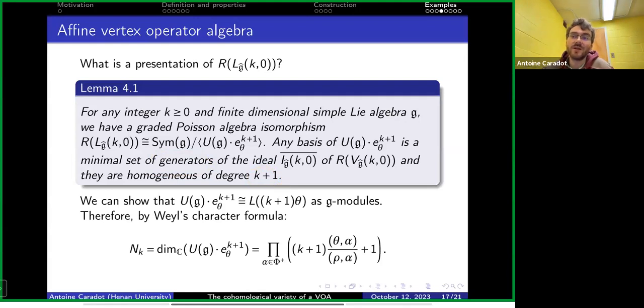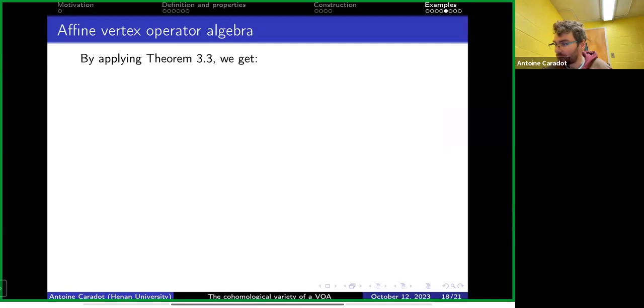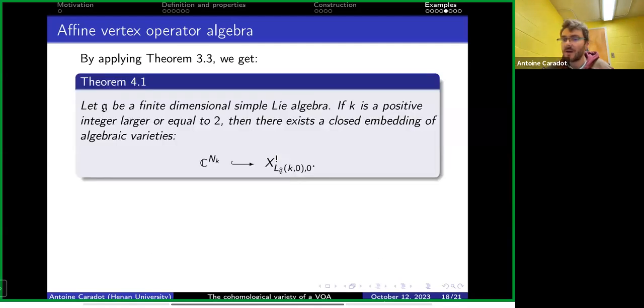We need k+1 to be at least 3. And so when we apply it, we will impose k to be at least 2, so that k+1 is at least 3. And then we will get a closed embedding of algebraic varieties between a space of dimension nk and the cohomological variety of the simple one.